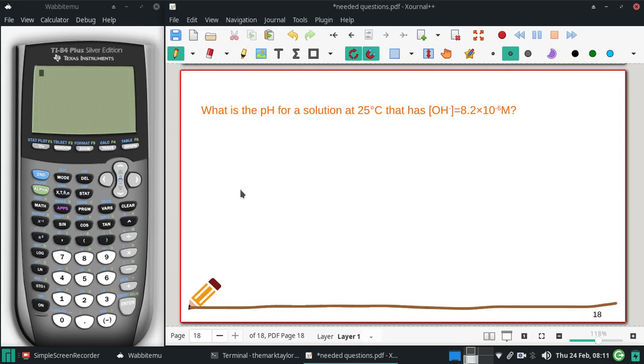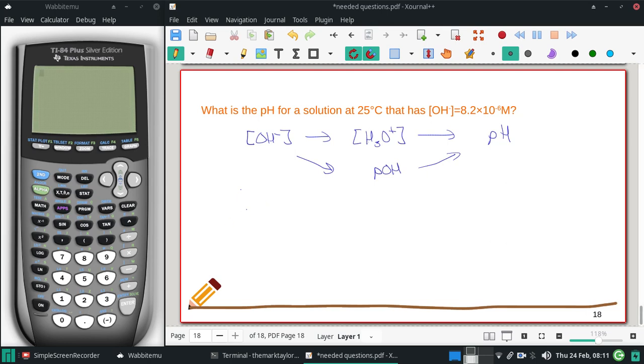What is the pH for a solution at 25 degrees Celsius that has an OH concentration of 8.2 times 10 to the negative fourth? Turns out we have a couple of ways we can do this. We either need to take that OH concentration and first turn it into an H3O concentration, and then from there we can get a pH, or we could turn it into a pOH first and then turn that into a pH. I'm going to do both.